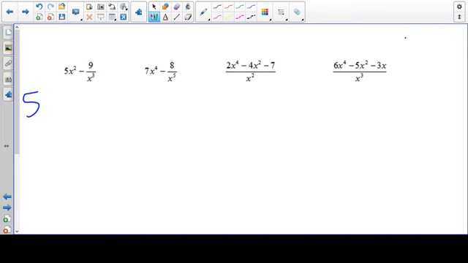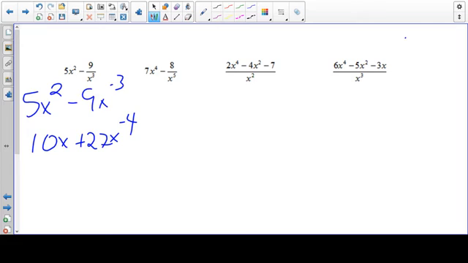So I have 5x squared minus 9x to the negative third. I hope this looks better. I realize it's been kind of hard to see, so I switched the thickness of my writing. So now I can go ahead and take the derivative. I get 10x plus 27x to the negative fourth, which gives me 10x plus 27 over x to the fourth.